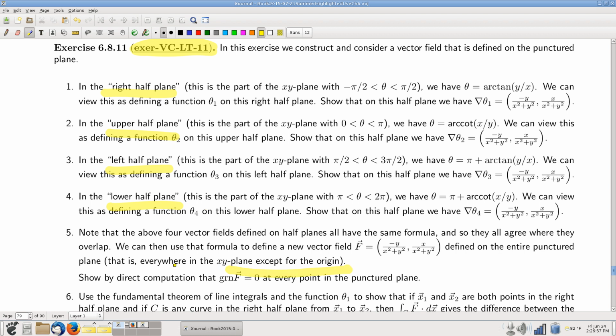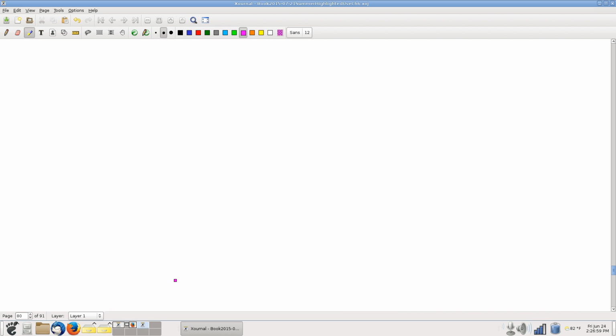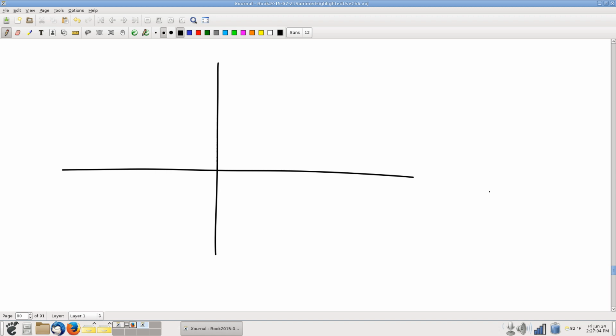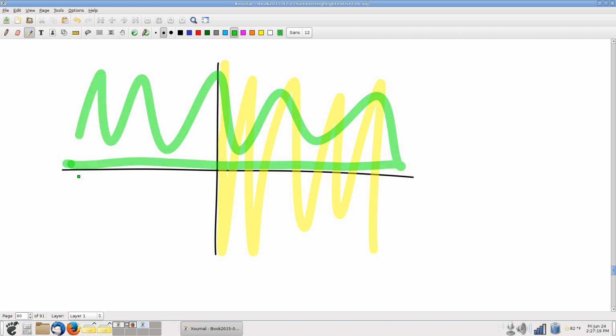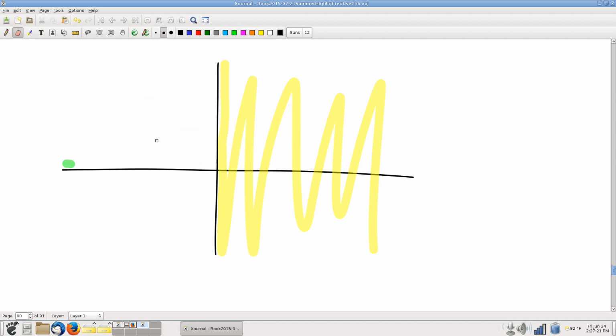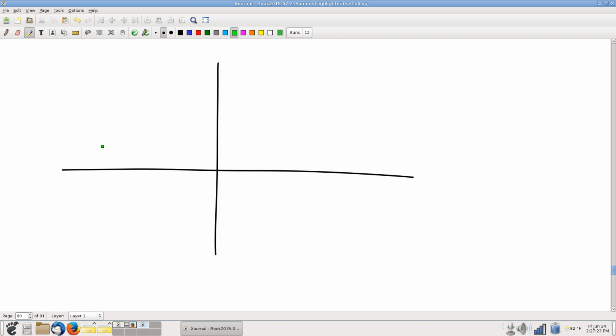I do want to draw a picture of that. So here's the plane. The right half plane is all of that. The upper half plane is all of this, and altogether that's going to include all the points except for the origin. Does that make sense?